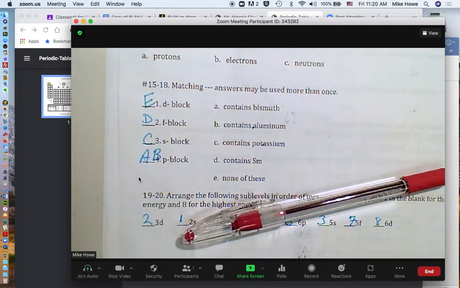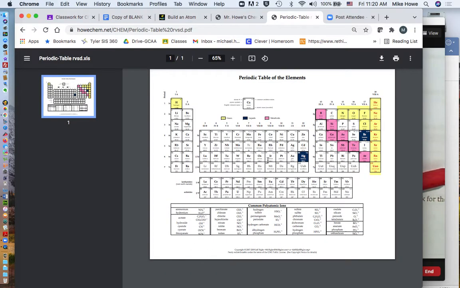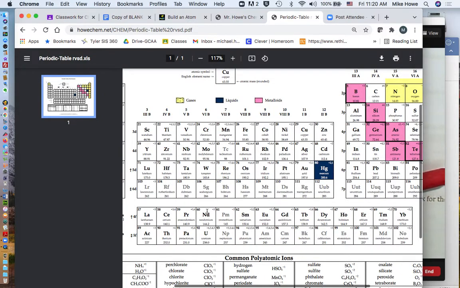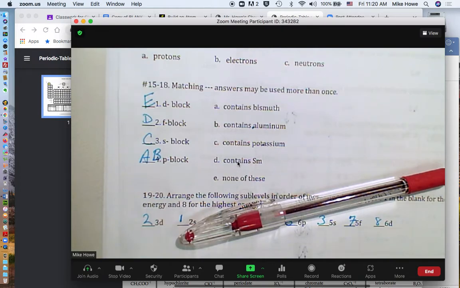It contains samarium. So you go over here, samarium, Sm, is down here. And that's in the F block. So that's the F block. And I didn't have anything that was listed in the D block. None of these elements are in the D block, so the D block would be E, none of those.